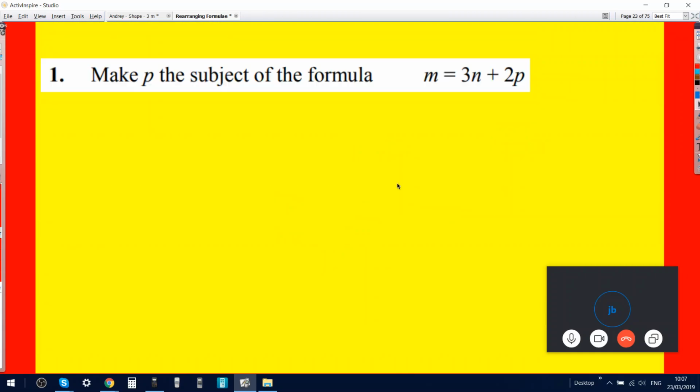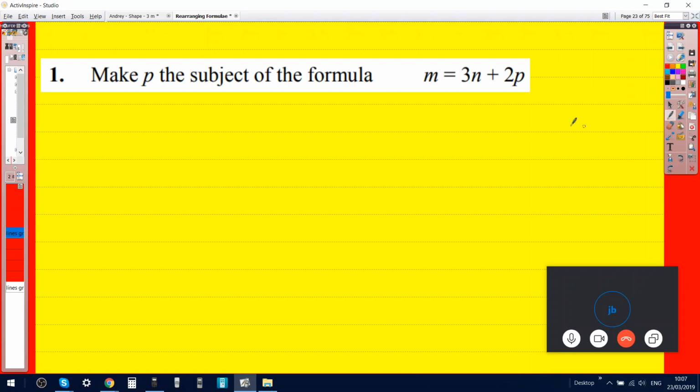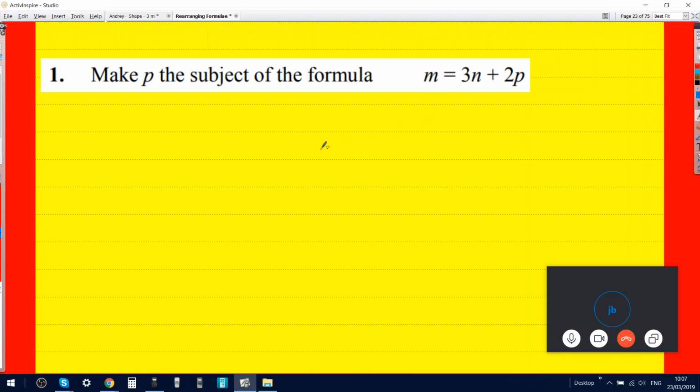Let's try this one. So would it be m minus 3n divided by 2 equals p? Well done.